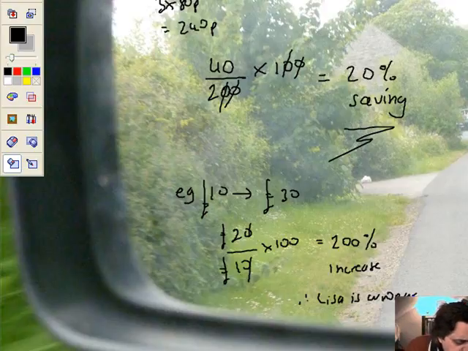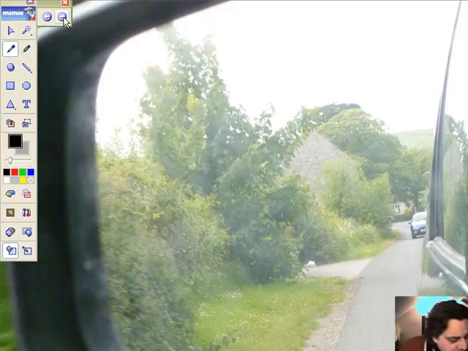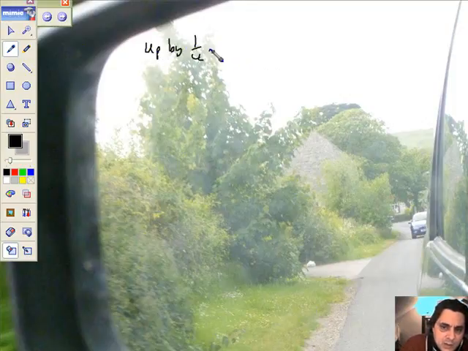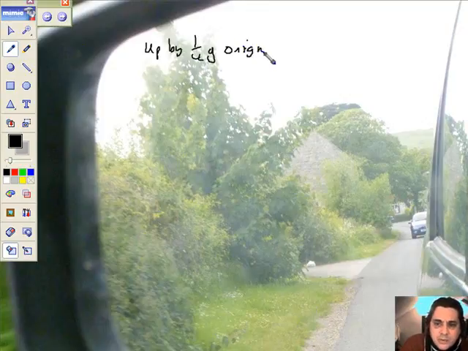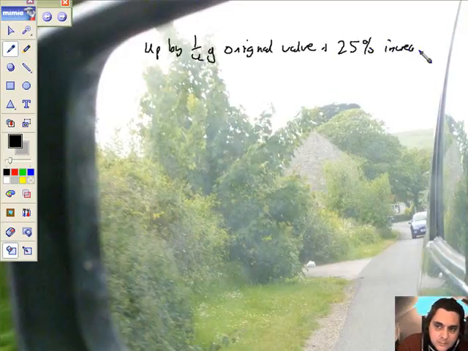Alright, not going to do question 13. What is the percentage increase if the value of an antique increases by a quarter of its previous value? Well, let's do some, shall we? So I've gone up by a quarter of my previous value, so 25%. Up by a quarter of the original value is basically 25%, isn't it?